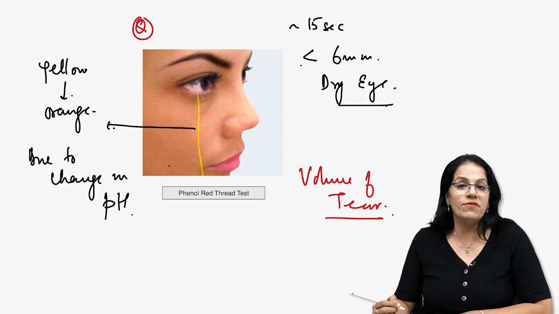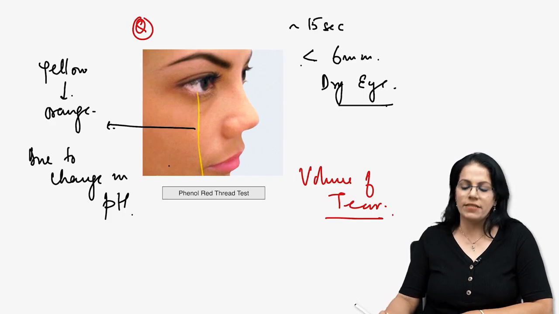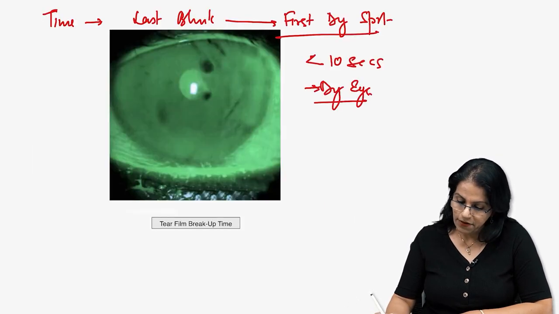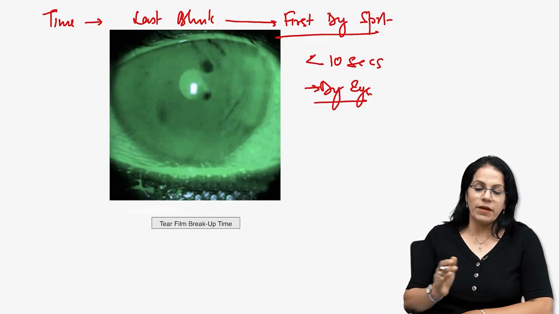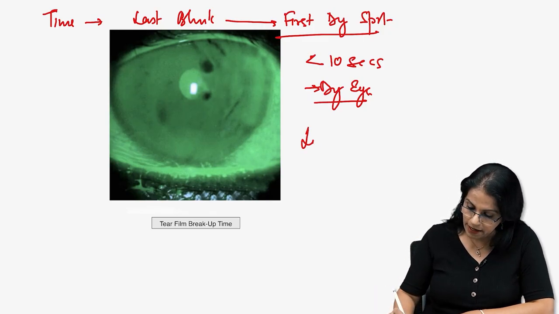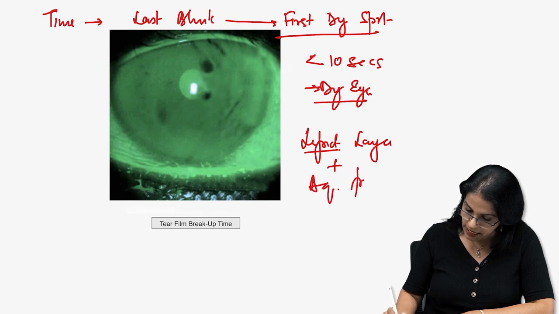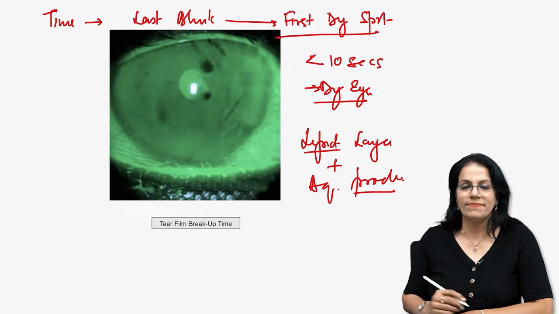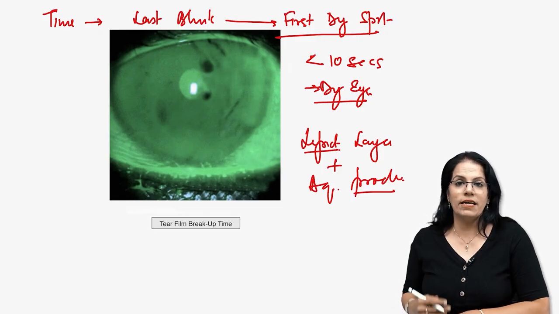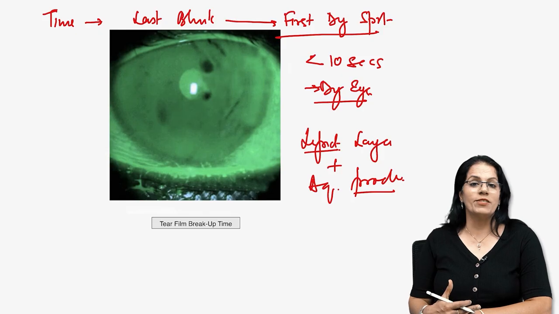Right? That is mainly which layer deficiency we are talking about? Aqueous layer. In this case, breakup time, we are measuring the lipid layer, primarily the lipid one, okay, and also aqueous production. So, if the lipid layer deficiency is there, you will get a quicker dry spot.